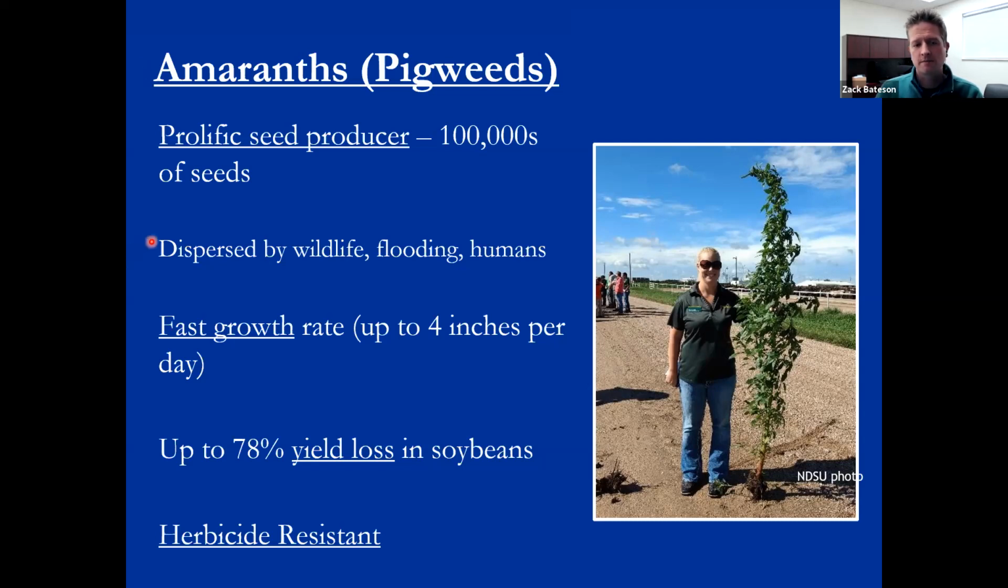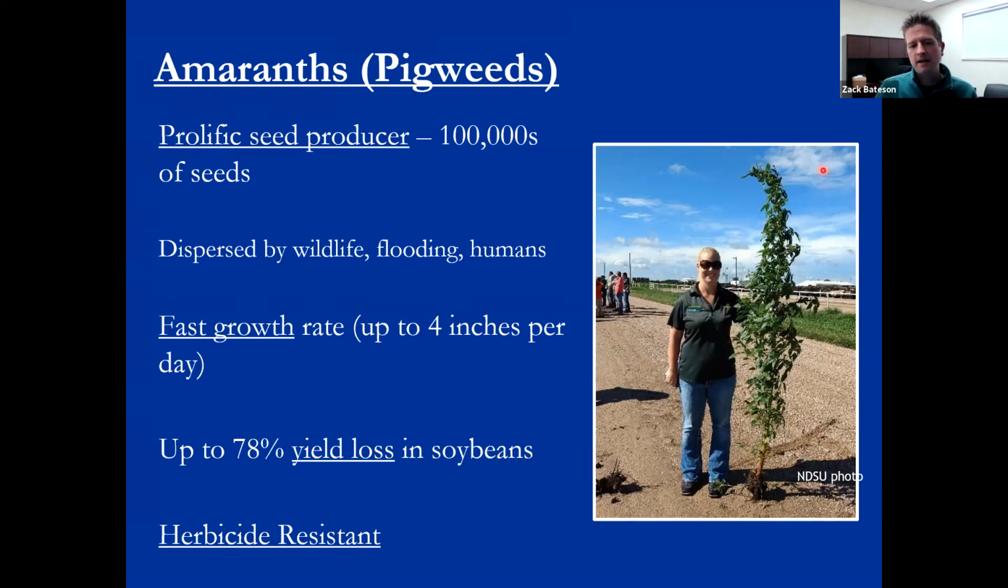They're dispersed by wildlife, flooding events, and also human movement. So when a field gets harvested and they pick up these seeds, they can transfer it and contaminate other fields. So weeds can move via that method. They have a very fast growth rate.